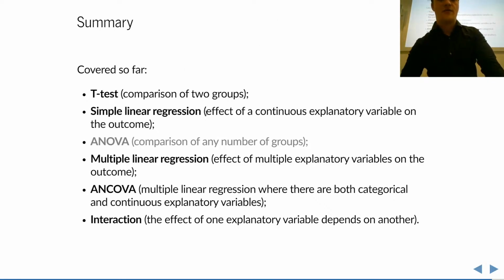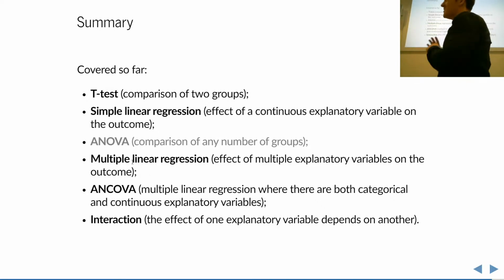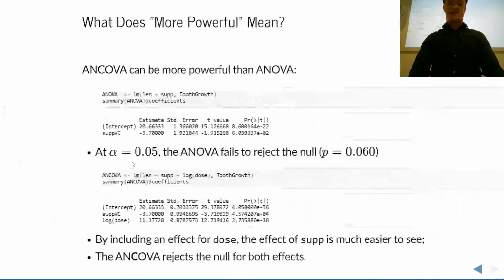Okay, of course we can do that with linear regression. Multiple linear regression is when you want to have an effect of more than one explanatory variable on the outcome. Ancova is just a name. It's still multiple linear regression, but it refers to the case where we have both continuous and categorical explanatory variables. And finally, interaction is when the effect of one explanatory variable depends on the value of another explanatory variable. So this is really important. And in the second lecture, we're going to talk about how you can choose which model is better.